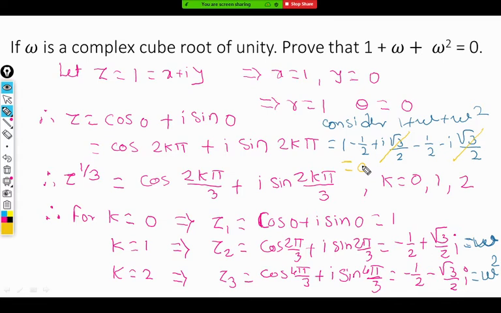This is actually a 12th standard question. Few of you may complete it in 12th standard, those who learned De Moivre's theorem. Otherwise, no worry. We already saw how to prove that the sum of the cube roots of unity, or nth roots of unity, is 0. We can prove it this way.